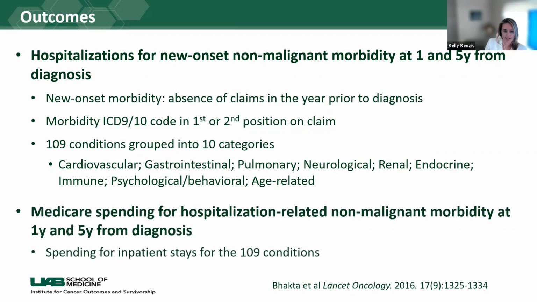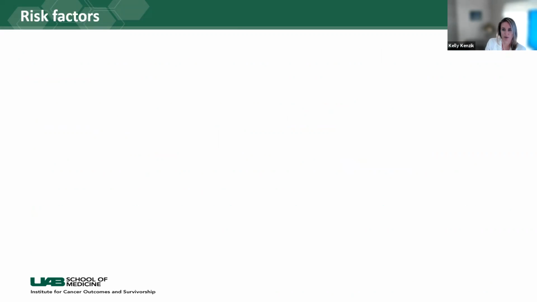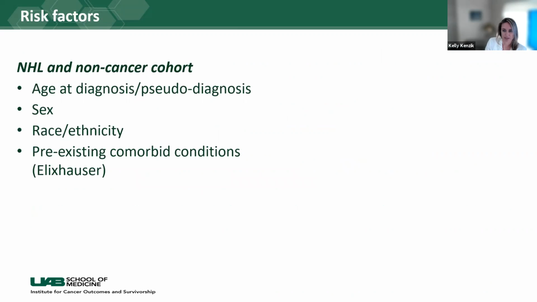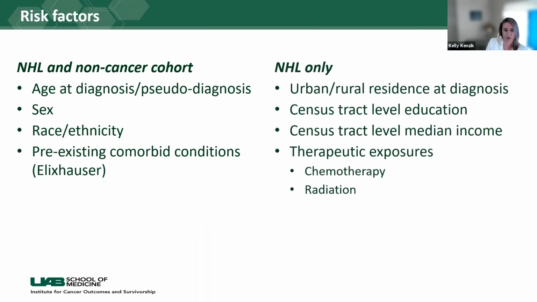Our second outcome was Medicare spending, and we used the amount that was reimbursed by Medicare for our spending calculations. And this was the spending for all of the inpatient stays for the 109 conditions, also grouped into the categories. The risk factors that were assessed for both the non-cancer cohort and the NHL cohort included age, sex, race, ethnicity, and pre-cancer comorbid conditions defined using the Elixhauser. And then for the NHL-only group, we had a little bit of extra information from SEER that included urban-rural residence, census tract education, and census tract median income.